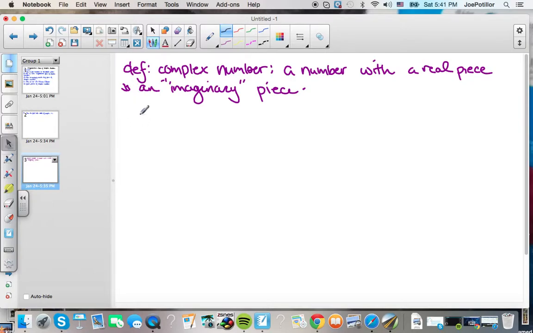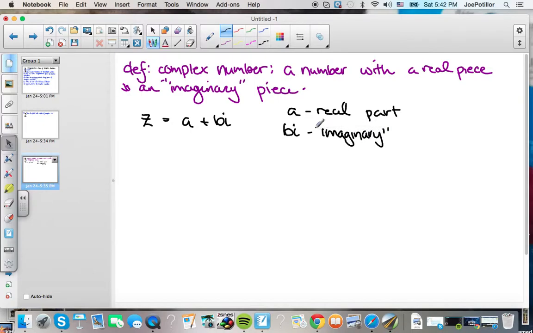We have complex numbers, which you guys learned in Algebra 2. Any number z is equal to a plus bi, where we define z as the complex number, and of course a is the real part, and of course bi is the imaginary part. Put it in quotation marks again.